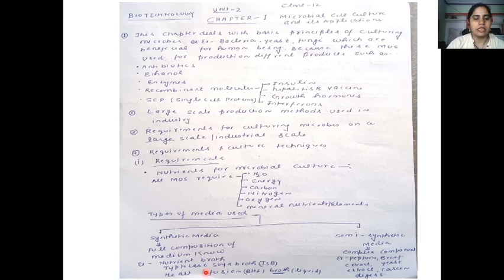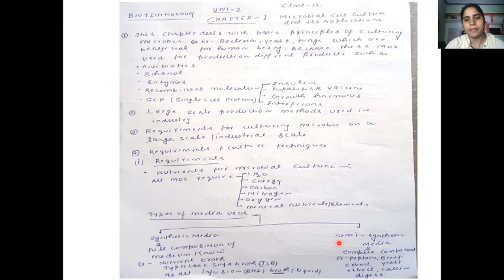Next is trypticase soya broth, called TSB media, and heart infusion broth media. So these are the different types of media, and we select the media on the basis of the microorganism chosen for growth.